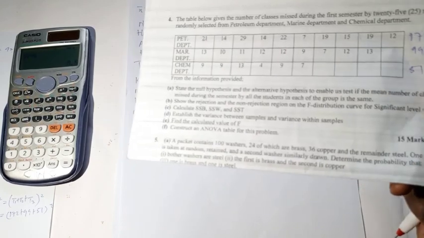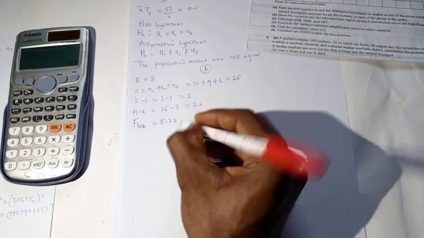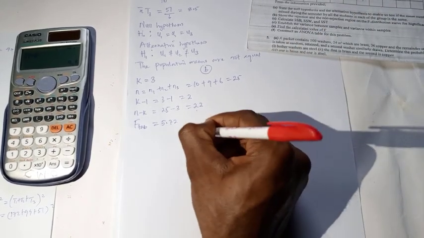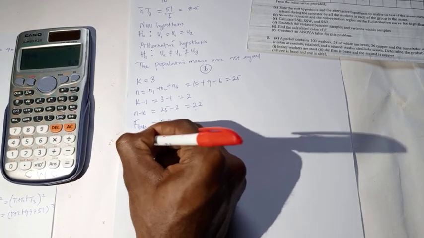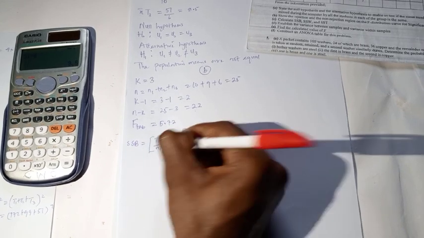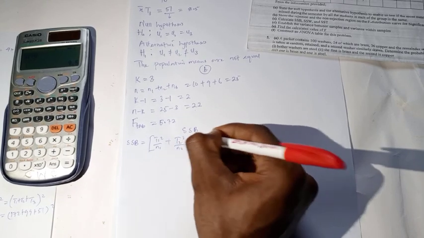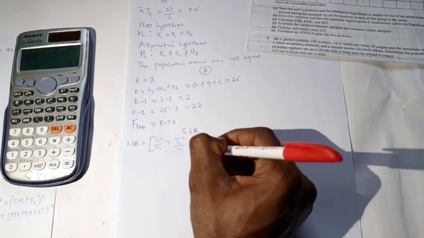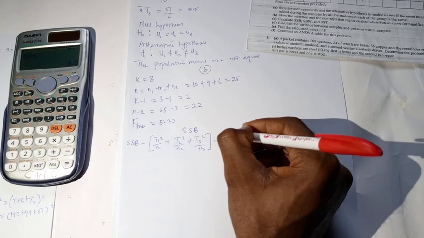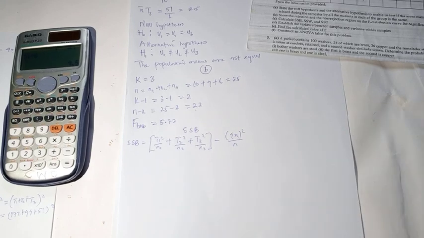Now let's solve for the C part of the question, which says calculate the SSB, SSW, and SST. So our SSB now, to calculate for that, we know that SSB is equal to T1 squared over N1 plus T2 squared over N2 plus T3 squared over N3 minus summation of x all squared divided by n. So this is the value of our SSB.